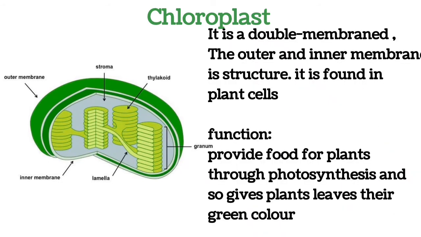The chloroplast. It is a double-membraned organelle. It has an outer and inner membrane structure and is found in the plant cell. The function is to provide food for plants through photosynthesis and give plants their green color.